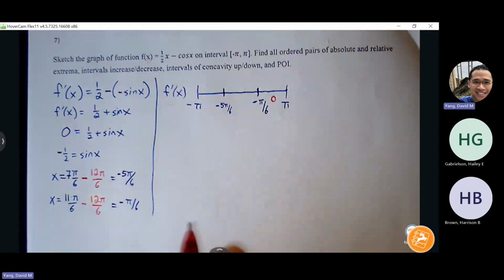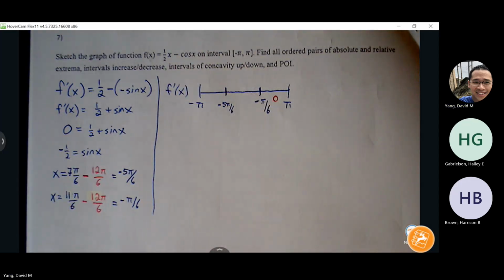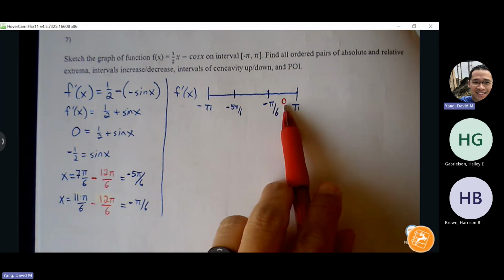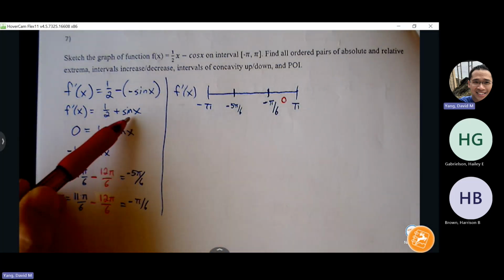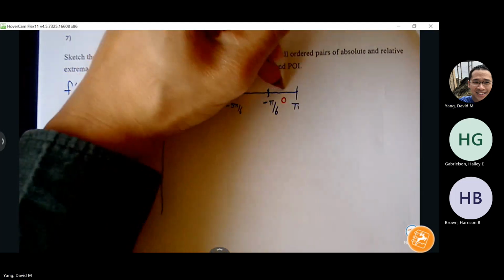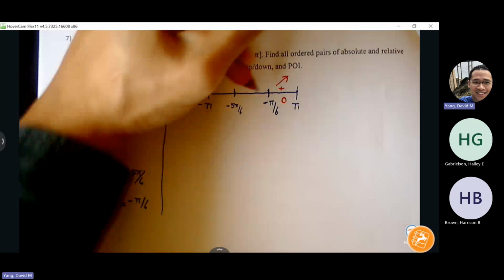You can also tell by looking at your calculator. If you were to sketch this graph, you're going to see the graph is going to have three separate directions here. So if I plug 0 in, 0 looks like the easiest one for me to test. If I plug 0 into the derivative, 1/2 plus sine of 0, sine of 0 is 0, 0 plus 1/2 is 1/2, so positive slope.